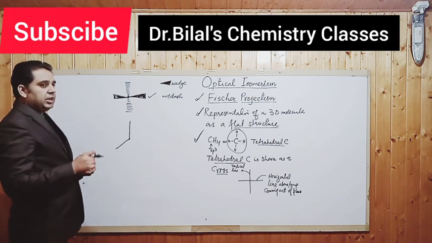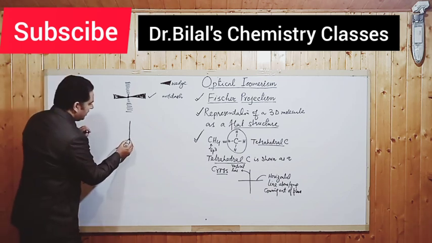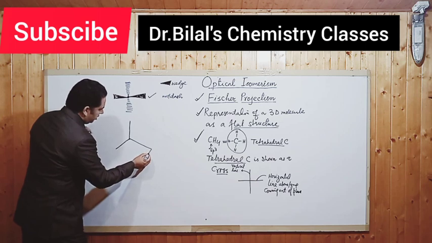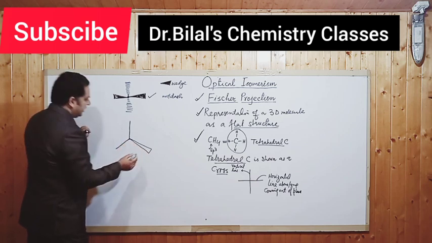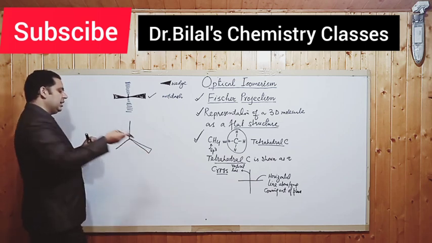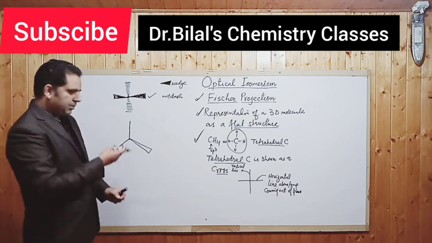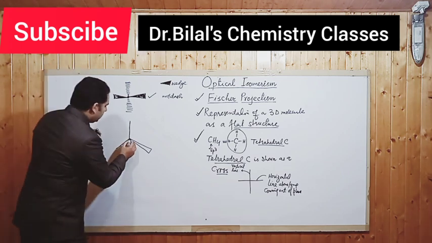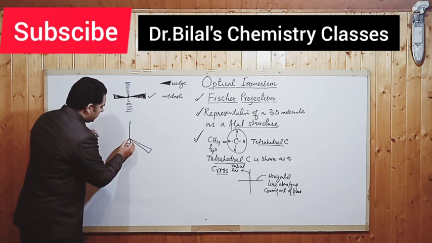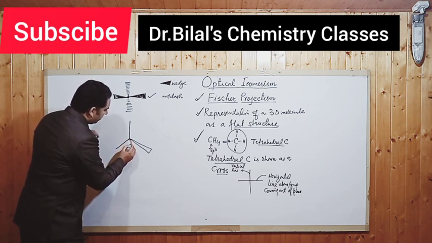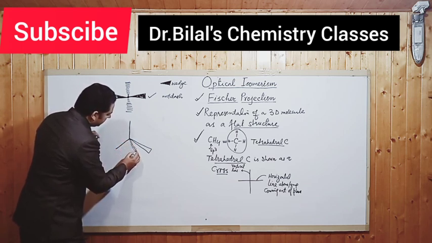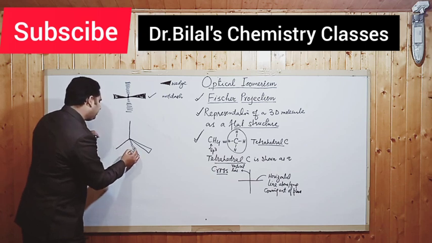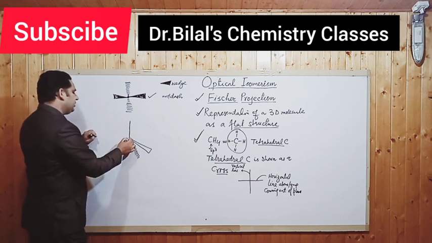Then we have the two groups, one of which is getting out. You can see that is getting out of the plane. You can see this coming out of the plane. The other one, which is the dash, that is getting into the plane. I can show that like this. So we have now, this is a tetrahedral structure.